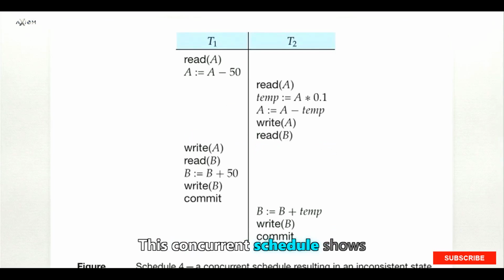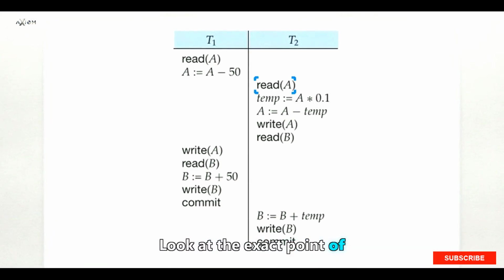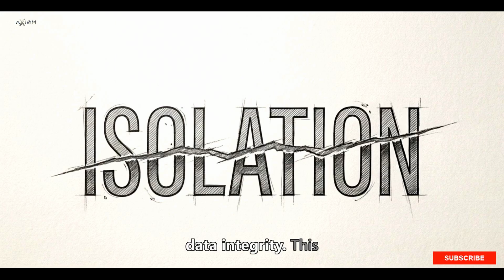This concurrent schedule shows the alternative. Instructions are interleaved to maximize performance, but interleaving creates risk. Look at the exact point of failure. Transaction 2 reads account A in an intermediate state. The final sum is corrupted, destroying data integrity. This violation breaks a core requirement known as isolation.